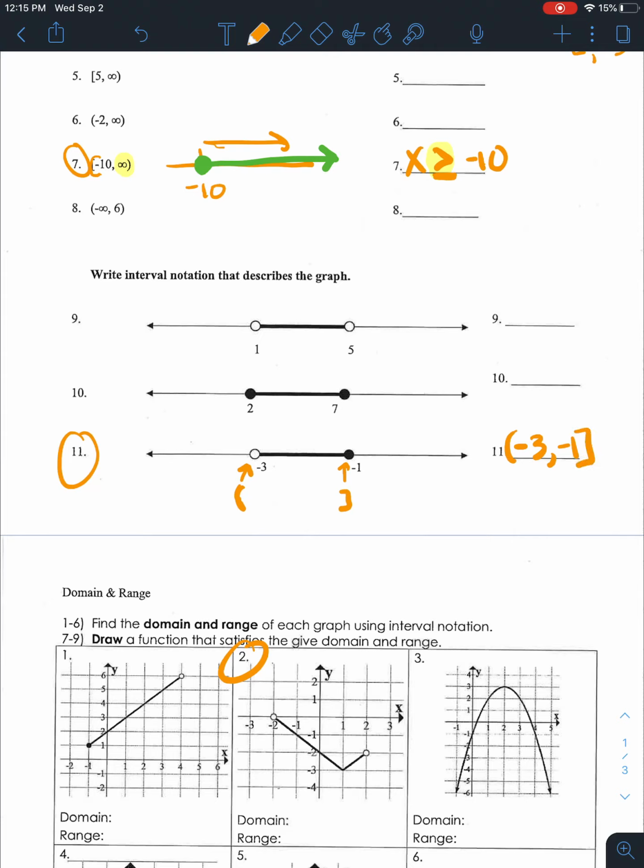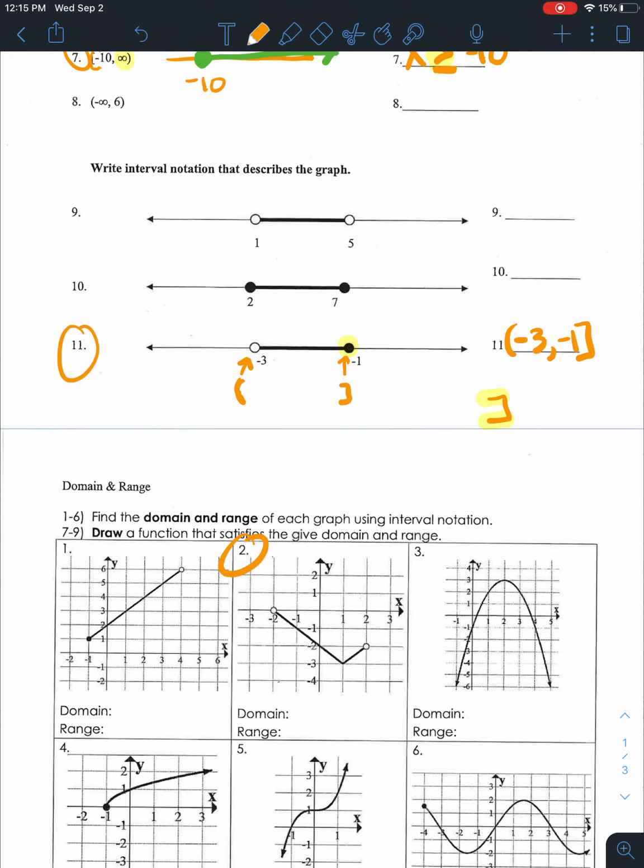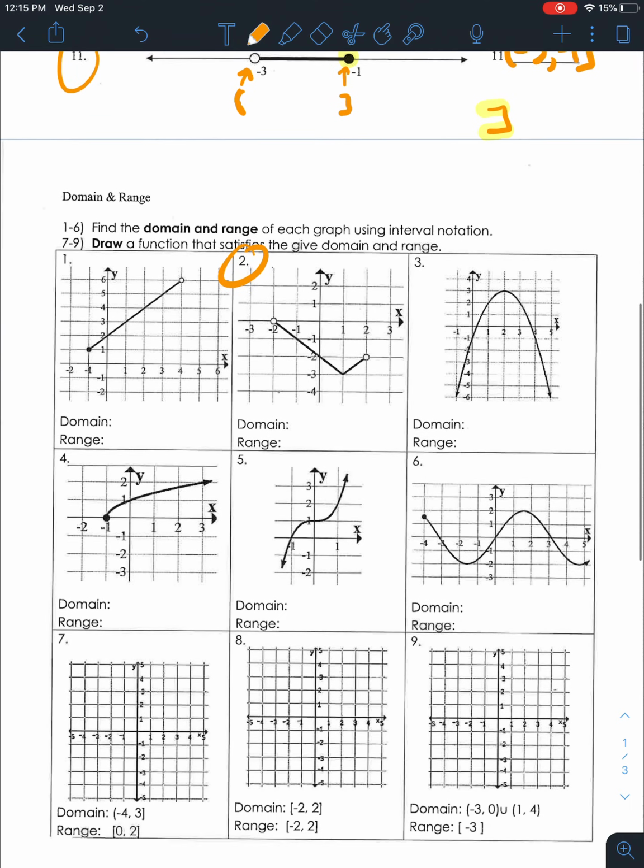Okay, I always remember to use a bracket. I can't remember if I said this in my notes the other day or not. To use a bracket because that means it's equal to, that means we have a solid point or a solid line. And I always think about like the top and the bottom of the bracket kind of look like an equal sign. So it's kind of just my little trick to remember. So do number 9 and 10 for me.